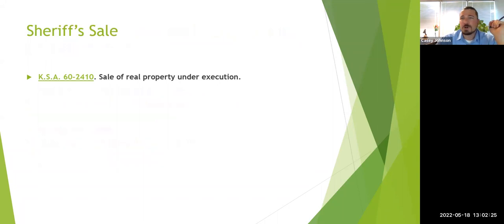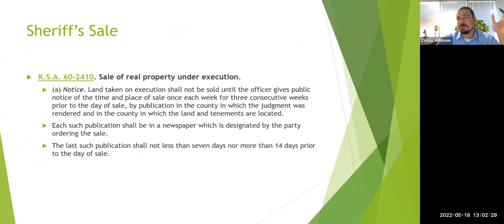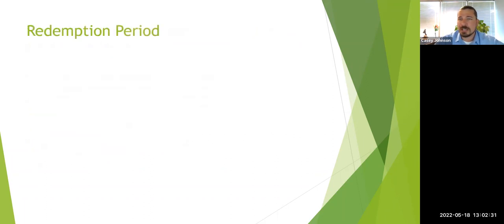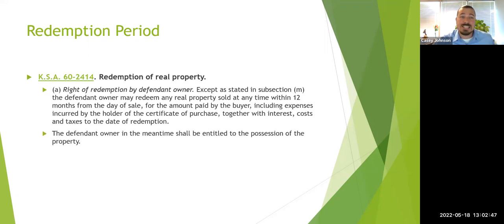Sheriff sale. After a foreclosure, the property gets sold to the sheriff, they have to publish for 3 weeks, and then they'll do a sheriff sale at the courthouse. Your clients can redeem the property if they paid less than a third of the mortgage. They have 3 months to do that. They have to come up with the full price at the sheriff sale plus any taxes or fees that the buyer has paid. If they paid a third of the mortgage or more, they get a year to do that. And during that time, they get to stay in the house.